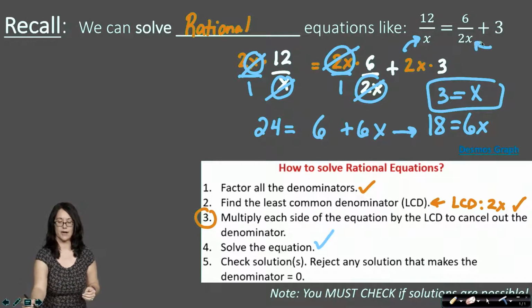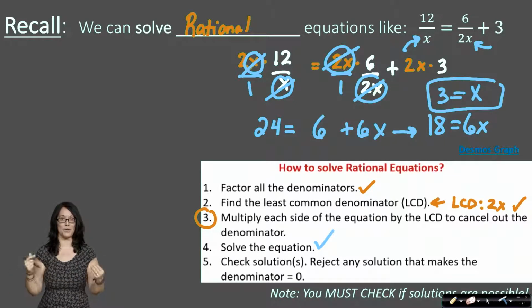Similarly, 6 would get divided by 2 times 0, and 6 divided by 0 is still undefined. So if x had been 0, I would have had to say, really, there's no solution. But in this case, x equals 3 is a valid option because it keeps the denominator non-zero.